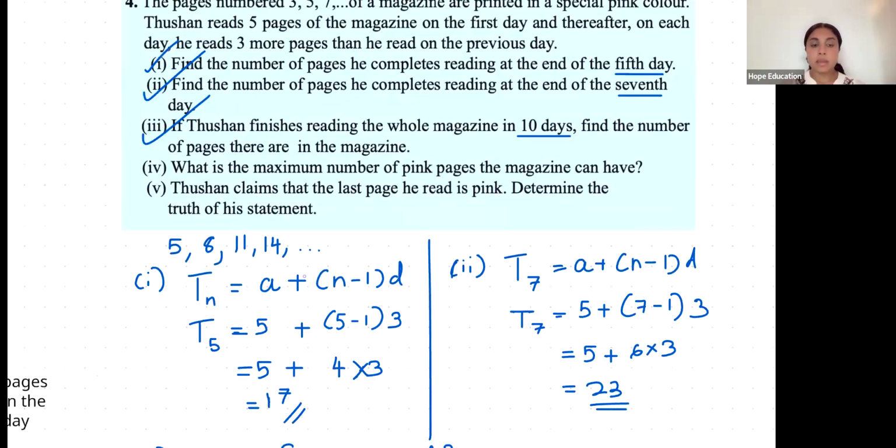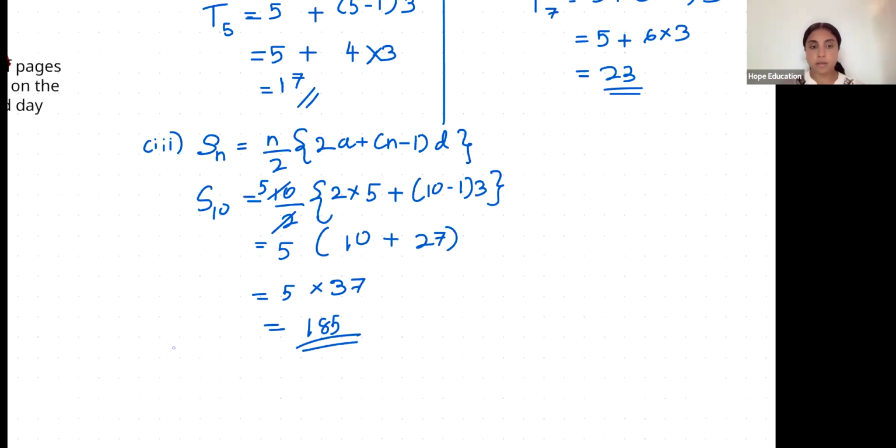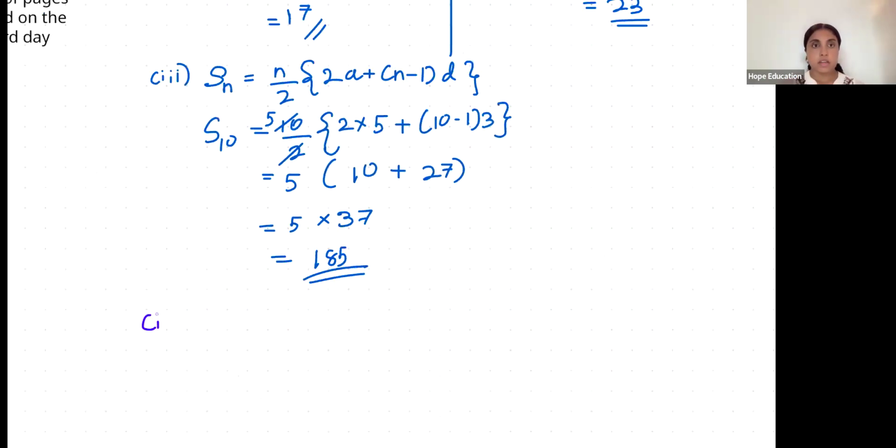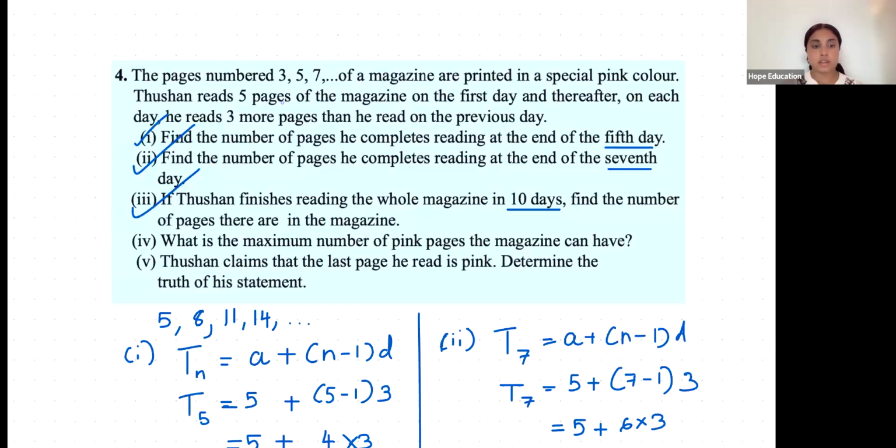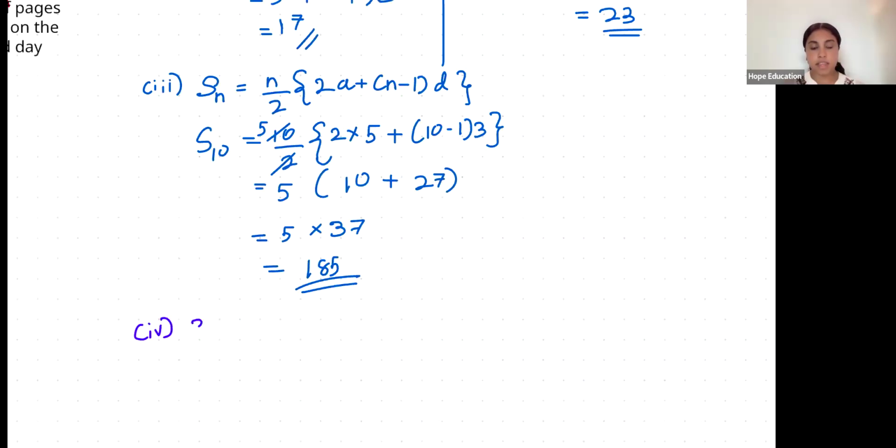Here we can draw a separate pattern for the pink pages, can't we? Right? See? Third page, fifth page, seventh page, and maybe the ninth page. Likewise, you can see the pink pages, okay?